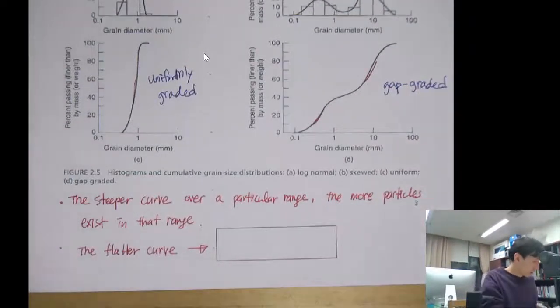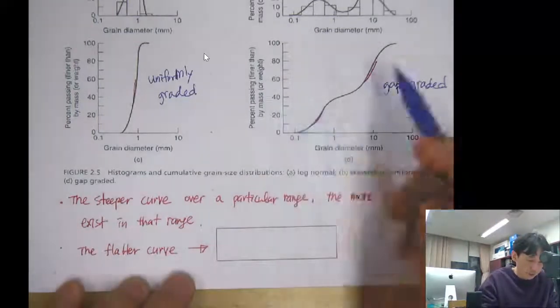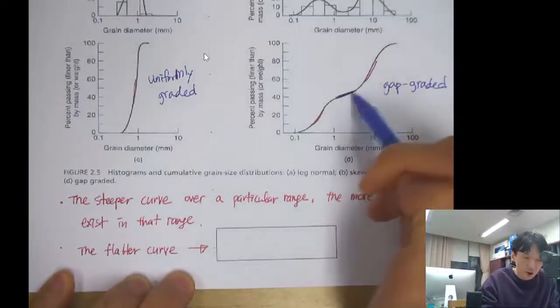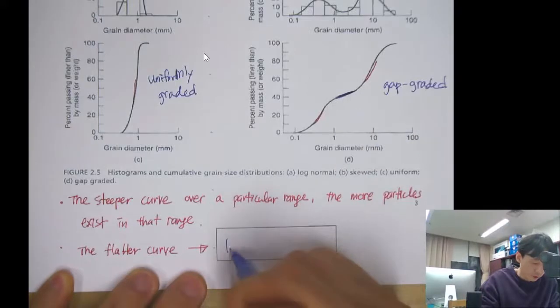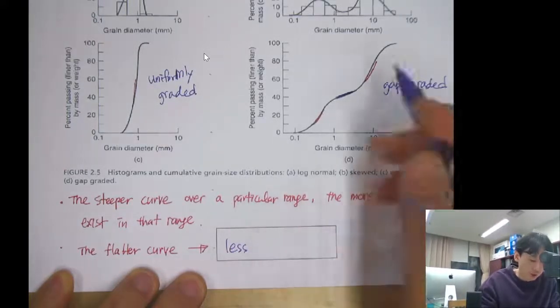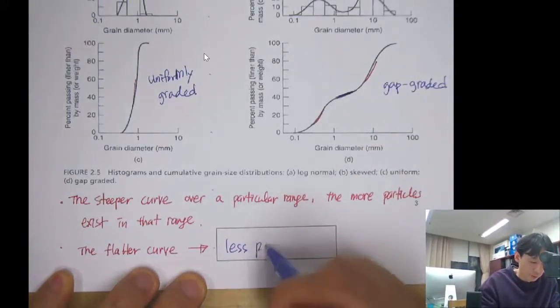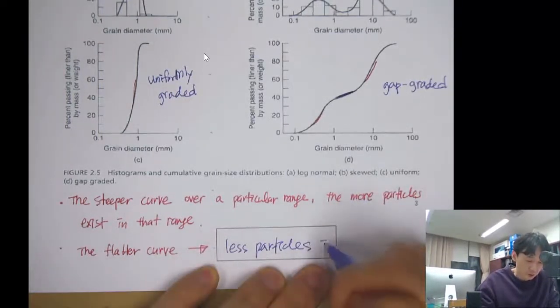And here the important lesson is that the steeper the curve over a particular range, the more particles exist in that range. And the flatter the curve, if it's flat like this, there are no particles in that size range.